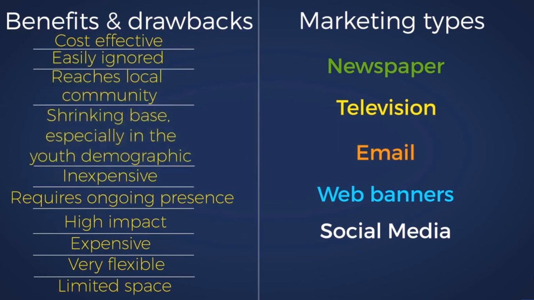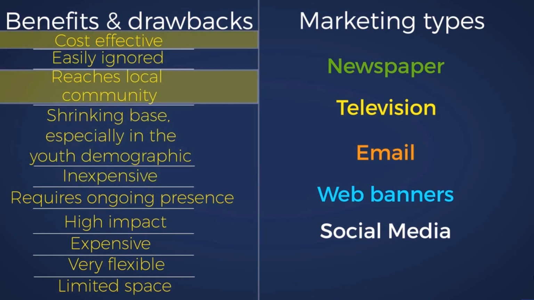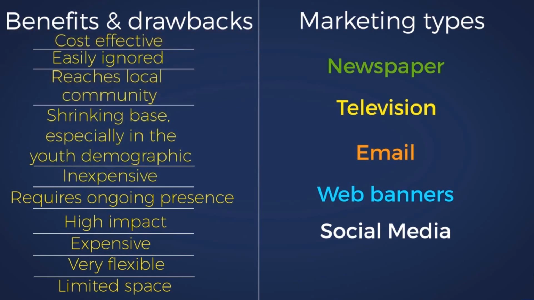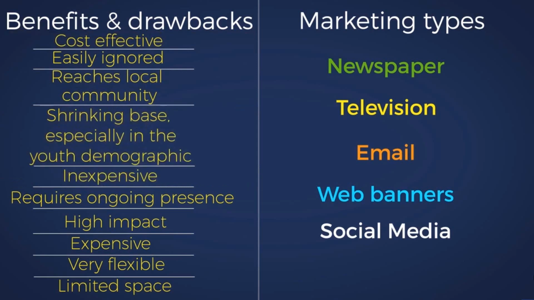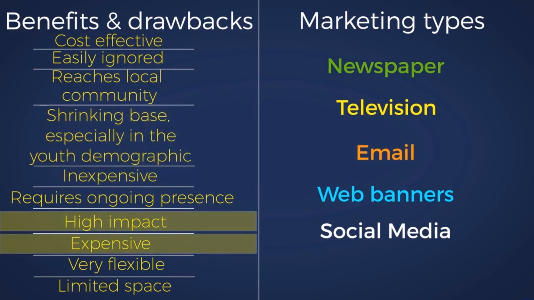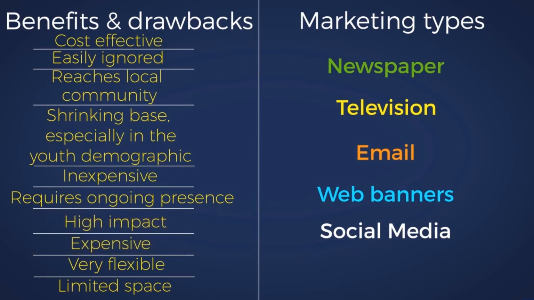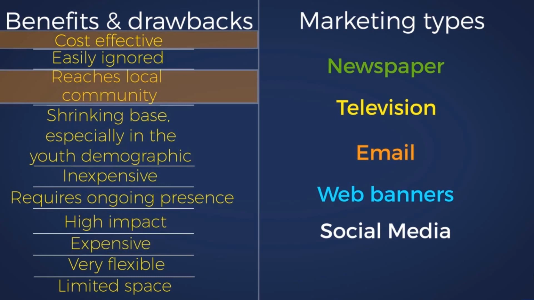How about television? The first and third options are out due to expense. The fourth applies, but not the fifth. Television has a high impact, but it is expensive. That's 2 down. Email is perfectly described by the first and third options, but not the fifth.